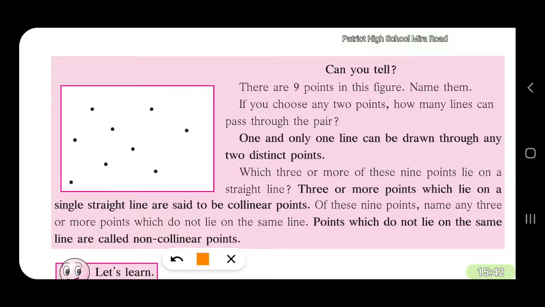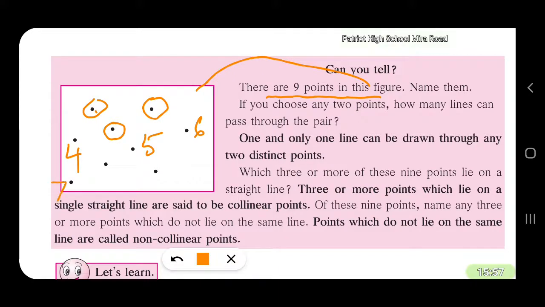There are 9 points in this figure. This figure has 9 points: 1, 2, 3, 4, 5, 6, 7, 8 and 9. There are 9 points in this figure.